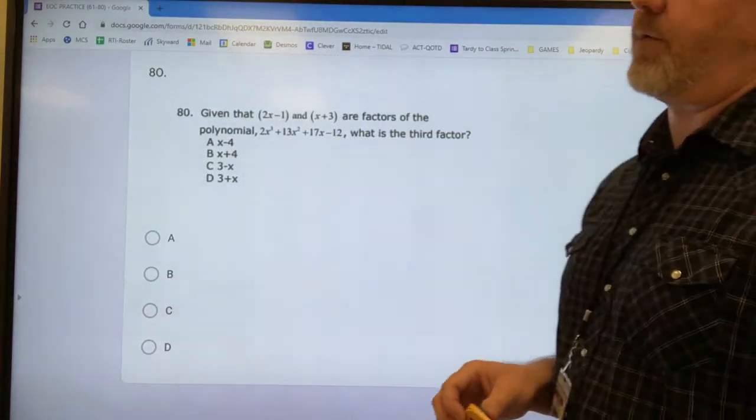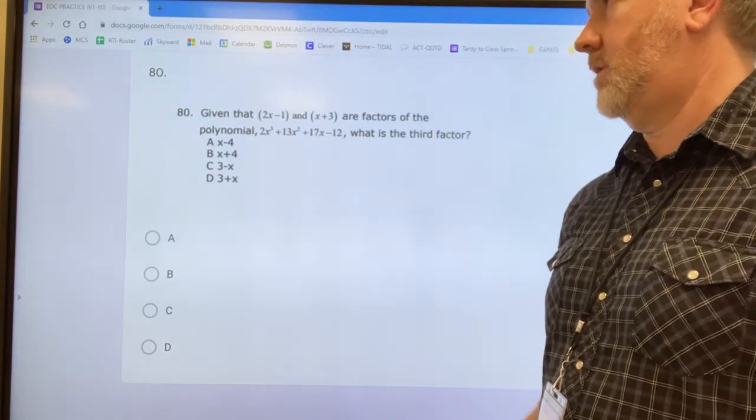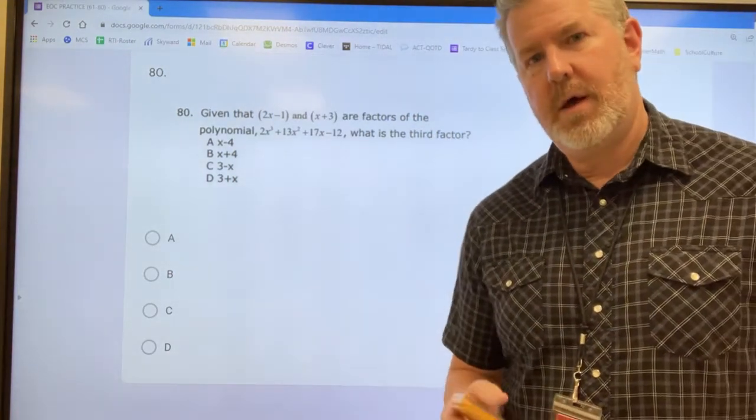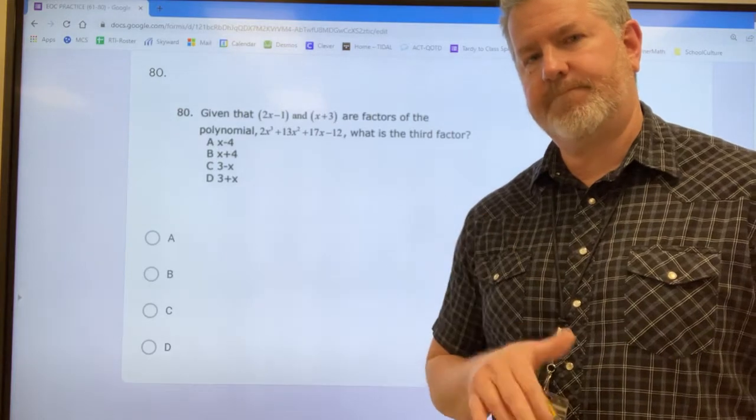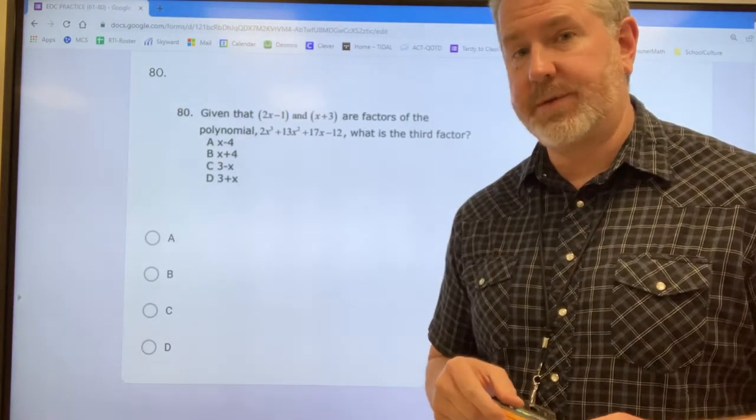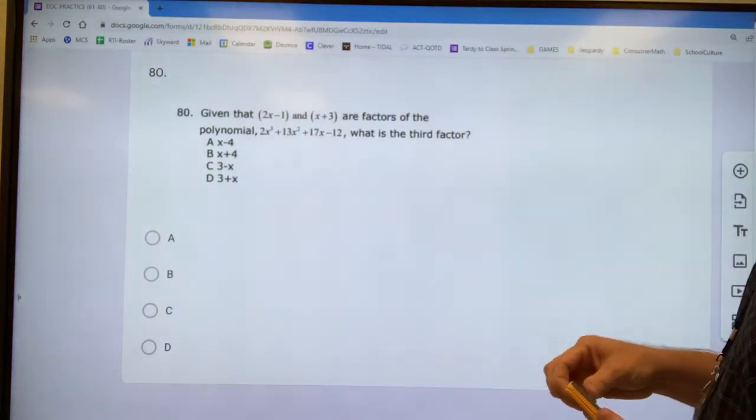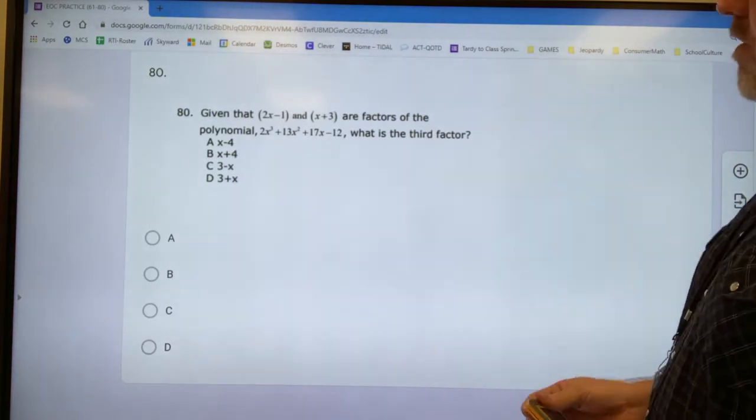One more, all right. And then we will have worked through 132 EOC questions this week, all right? That's a good week's work. So, given that these are factors of the polynomial, what is the third factor?